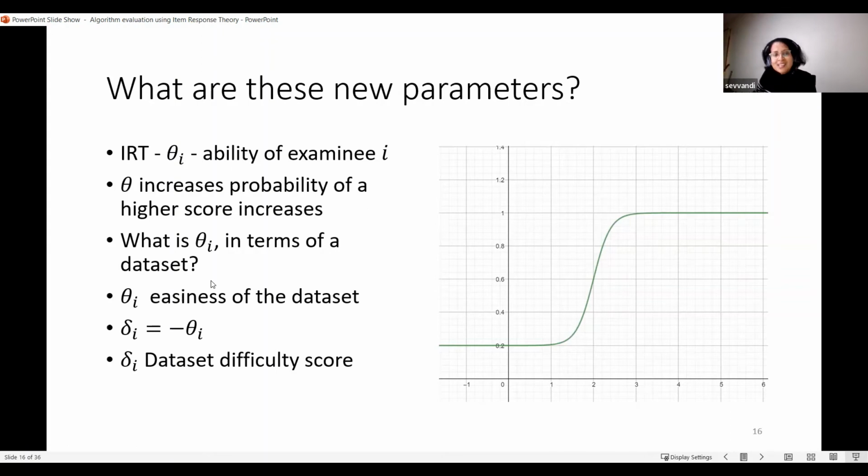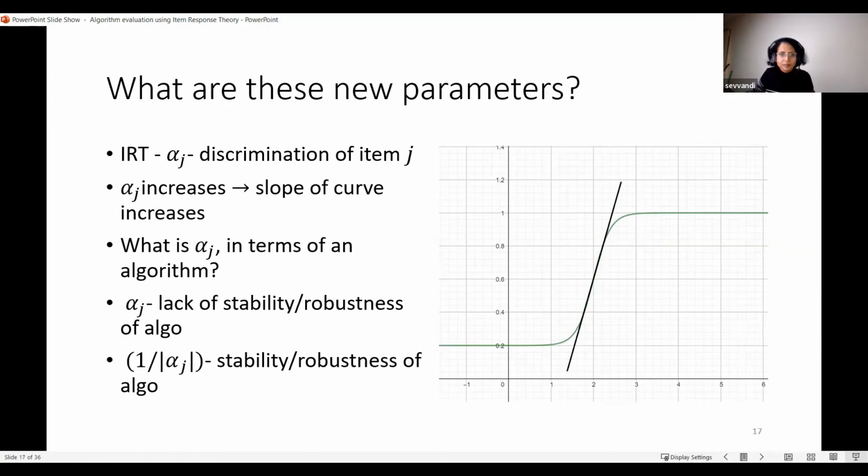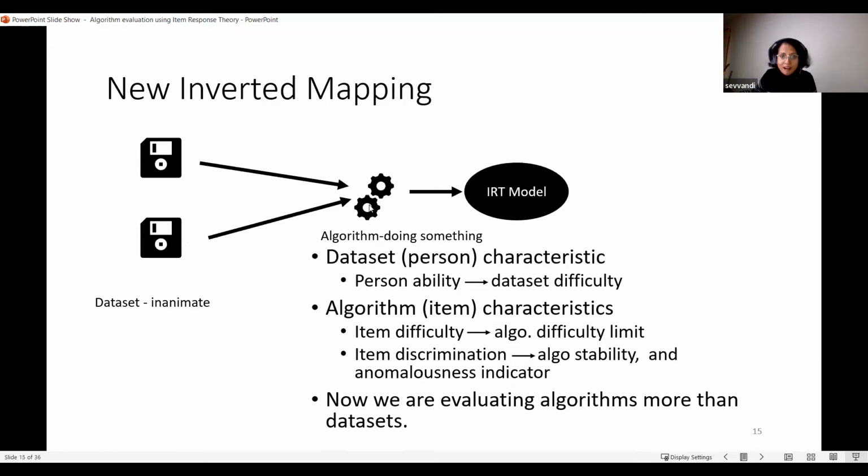But when we did the easiness of the data set, and we submitted the paper the first time, there were reviews saying it was difficult to understand with the easiness of the data set and the other things. It's so much easier if you have the data set difficulty. So we made this new adjustment. Delta i is negative theta i, and delta i is the data set difficulty score. That way, it's much more intuitive. So alpha j is, again, the discrimination of item j. Now, what are items? So let's go back. Items here are algorithms, right?